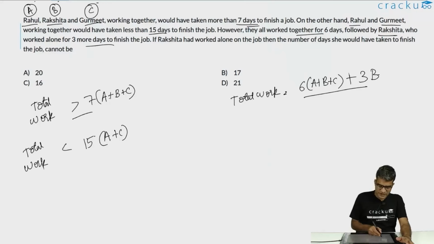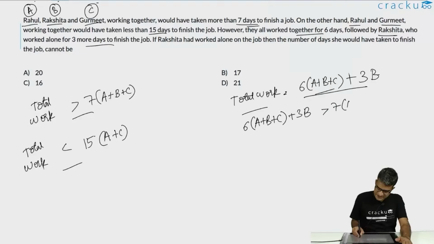Using this, we will get 2 inequalities because we know that total work is greater than 7 times (A plus B plus C). So 6 times (A plus B plus C) plus 3B is greater than 7 times (A plus B plus C). Or it would imply that 2B is greater than A plus C. This is the first inequality that we have.